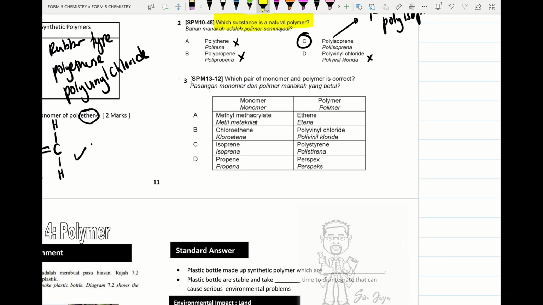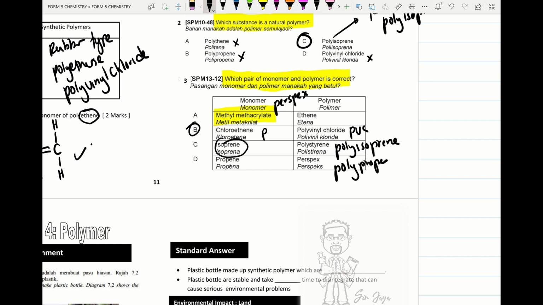Next one, we try to check which pair of monomer and polymer is correctly matched. Methyl methacrylate is known as Perspex. Next one, chloroethene, the polymer name is PVC. So the answer will be C. Isoprene will be polyisoprene, natural rubber. Propene will be polypropene. So the answer is B.